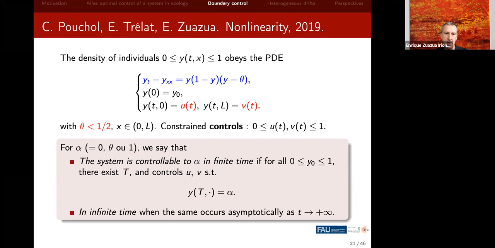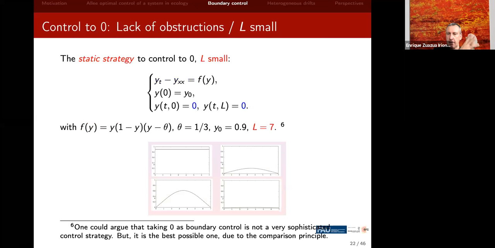U on the left, say, V on the right. The question then we considered was, can we control the distribution of population through this boundary game, even if this Allee threshold parameter is fixed? Okay, so in this case, we took theta less than 1/2. And then we said, let's see what happens.